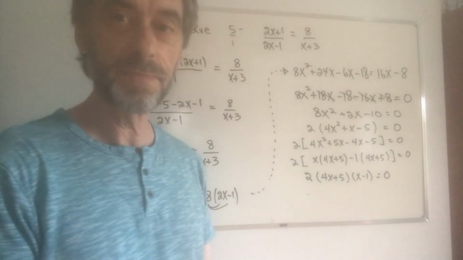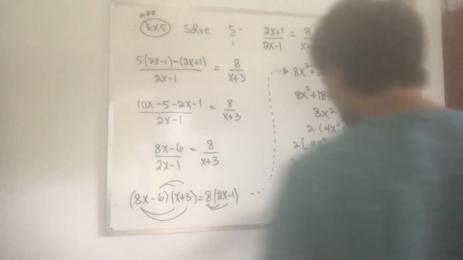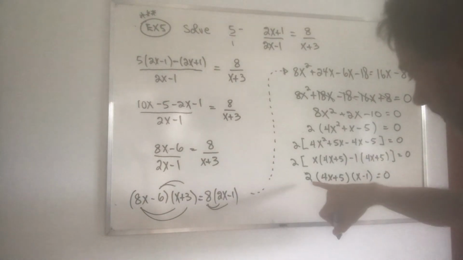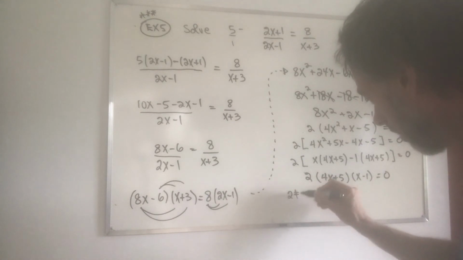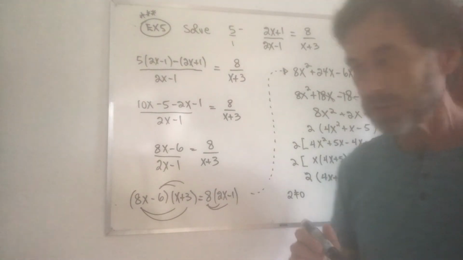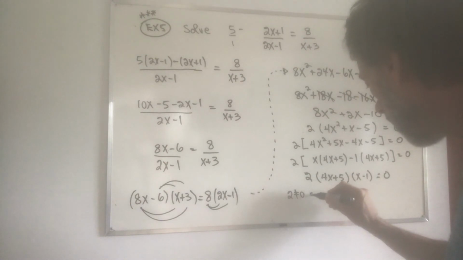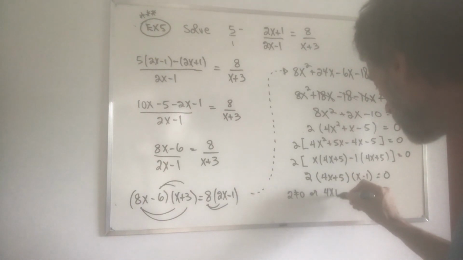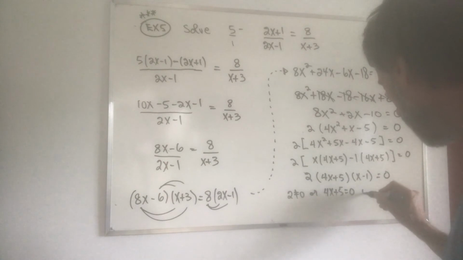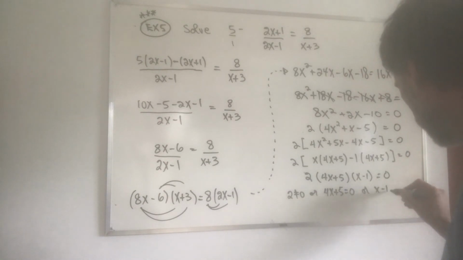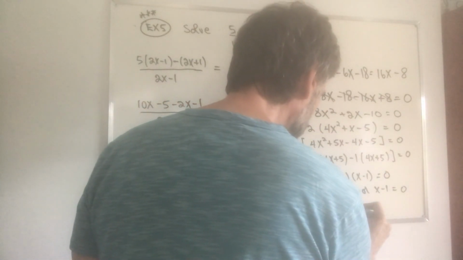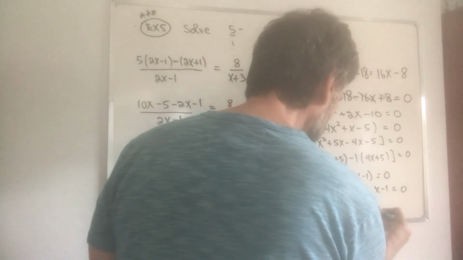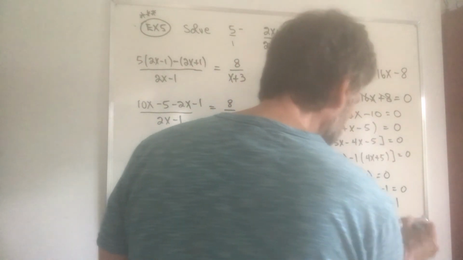And I have three factors, right? So to conclude this, I will say this equal to 0, this equal to 0, this equal to 0. Clearly the first one cannot be equal to 0, so the 2 plays no role in the solution. Or 4x plus 5 is equal to 0, or x minus 1 is equal to 0. That will give me minus 5 over 4, and that will give me 1.